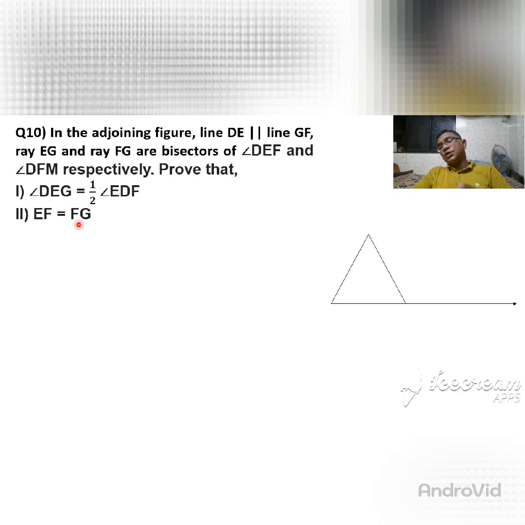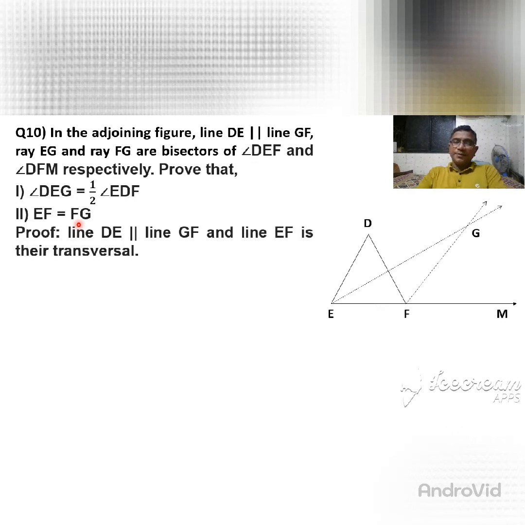So first we must draw the adjoining figure. That is important for us. So let me start to draw here. See, the diagram is completed here. Then in this diagram, what do you want to prove? They say DE is parallel to GF. See, this is the DE line and this is the GF line. They are parallel. Okay, they are parallel.